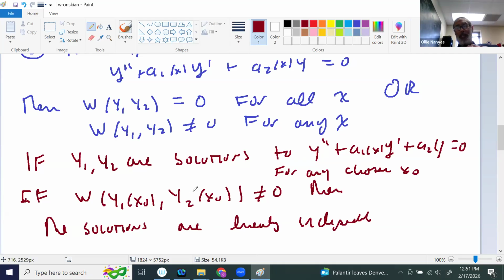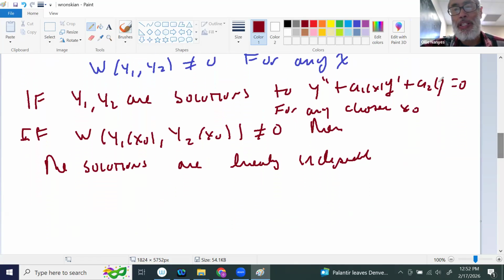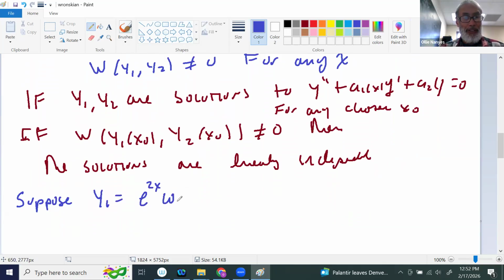So in other words, this is for any choice of constant. And let me tell you why that is such a nice thing to have. So here's an idea. Suppose, for example, we have y1 is e to the 2x cosine of 3x, and y2 is e to the 2x sine of 3x.